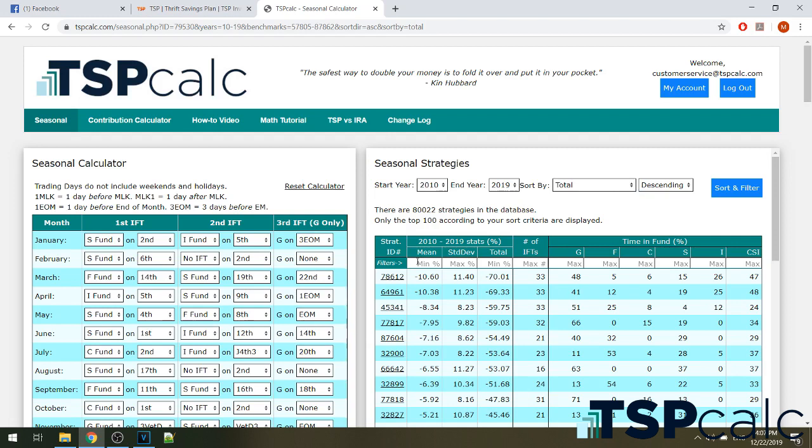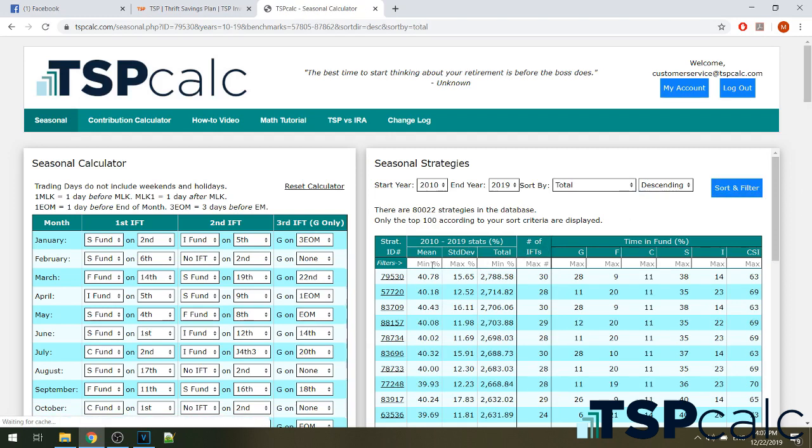You can also play with numbers down here. So let me update that really quick. So let's say I want a standard deviation. Yeah, so these are great. That has the highest total, right? But what if I want a lower standard deviation? See, there's one with 11.98, and that one's up there.